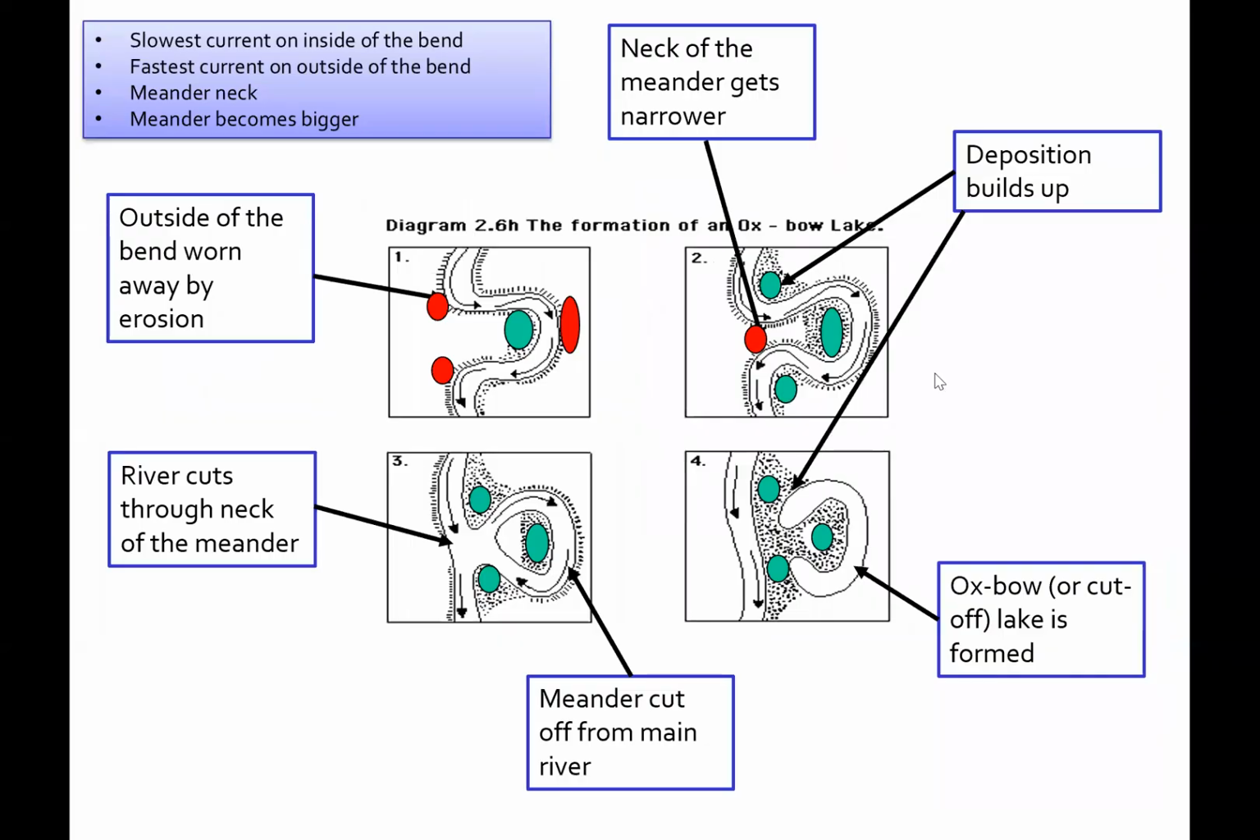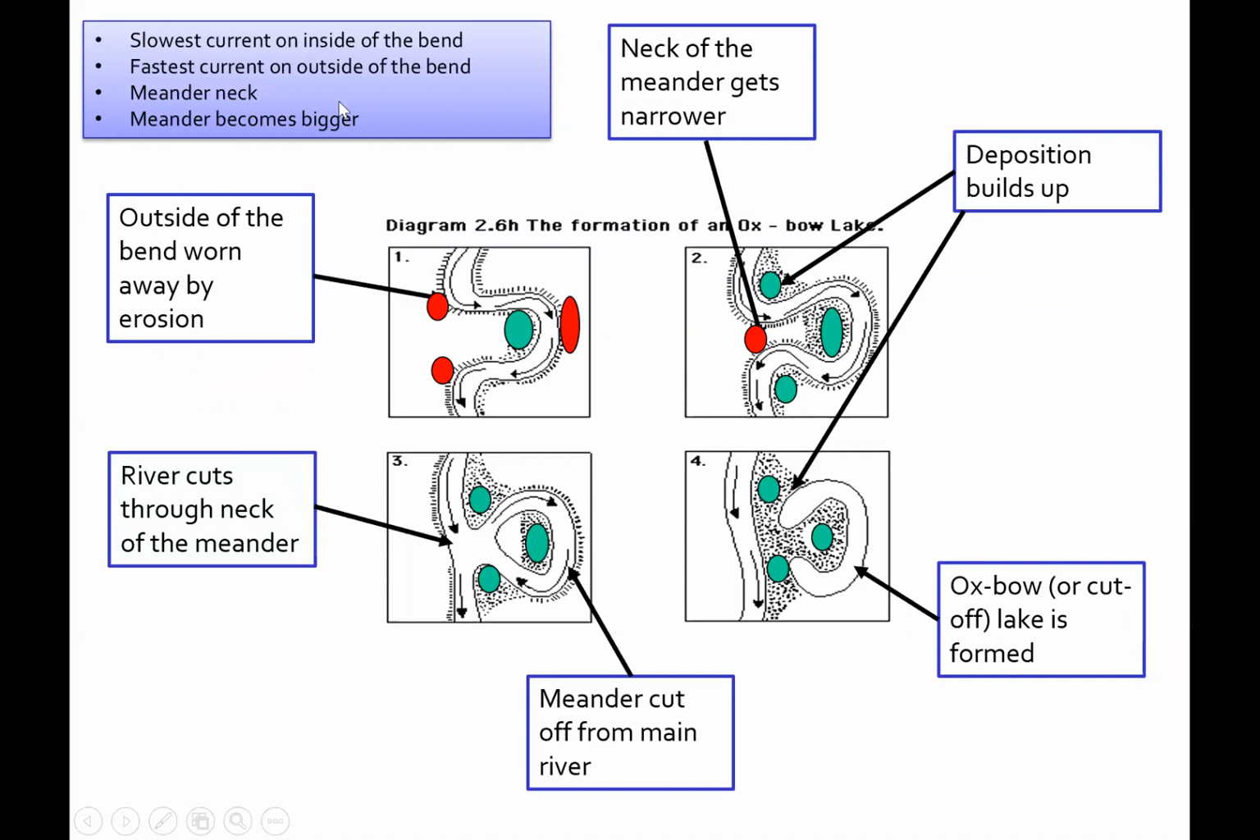So your areas of erosion are these areas in red, and your areas of deposition are these areas in green. And you can see the outside of the bend worn away by erosion. The neck of the meander gets narrower. The meander becomes bigger. You get your deposition building up on the inside of the bends. Eventually, your river cuts through the neck of the meander. Your meander is cut off from the main river, and your oxbow lake is formed.